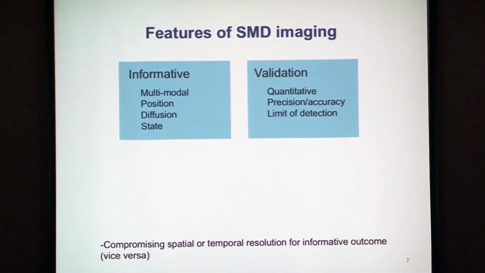Again, the feature of FLIM imaging is that it is highly informative and allows validation. Informative means we can obtain multimodal information such as the precise position of the fluorophore or the diffusion state, or we can track the trajectory to understand the state of the molecules. Speaking of validation, fluorescence imaging has so far lacked validation, but in SMD imaging we can go quantitative, and also discuss the precision, accuracy, or limit of detection, which is highly advantageous from an analytical chemistry perspective.